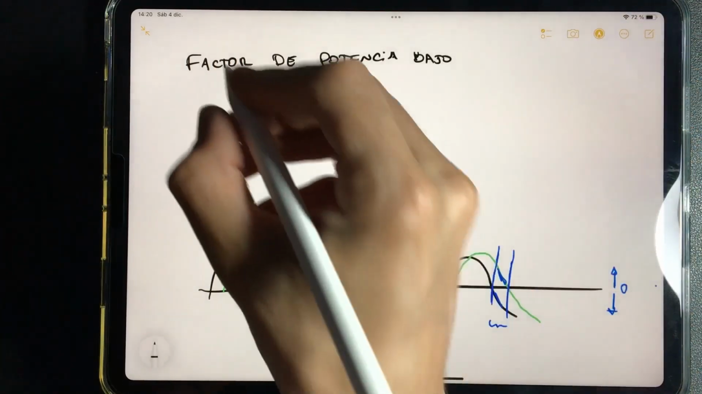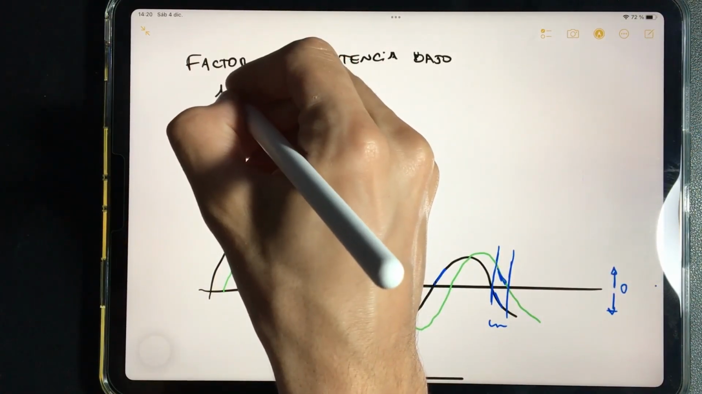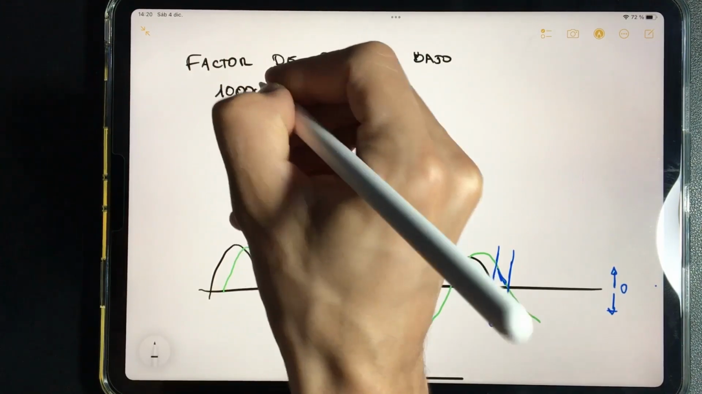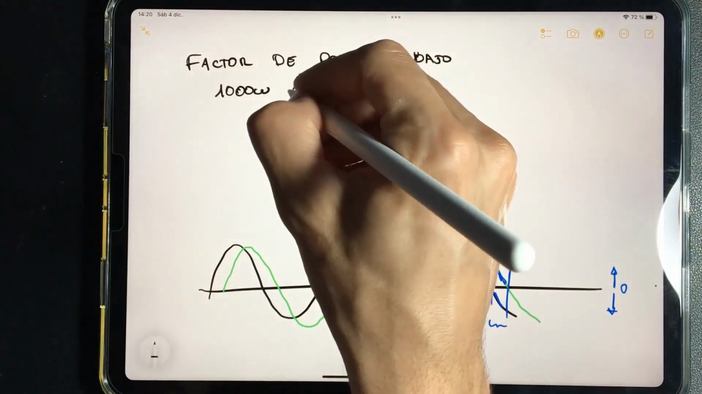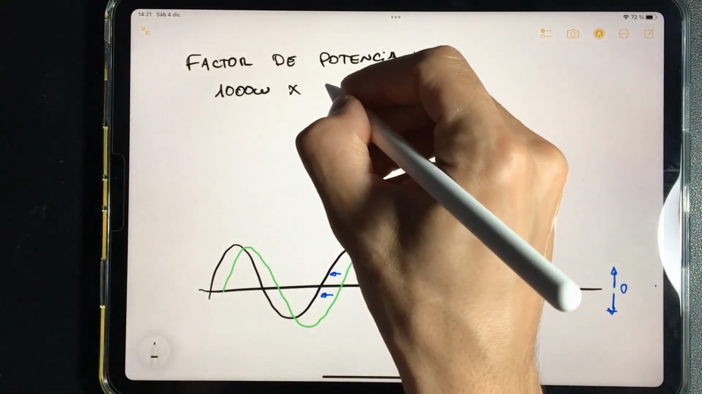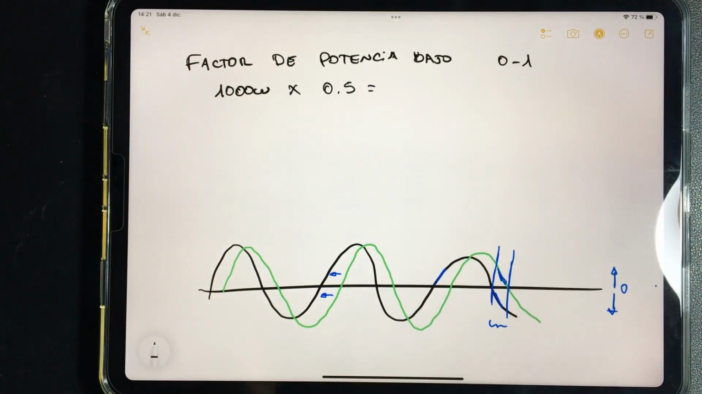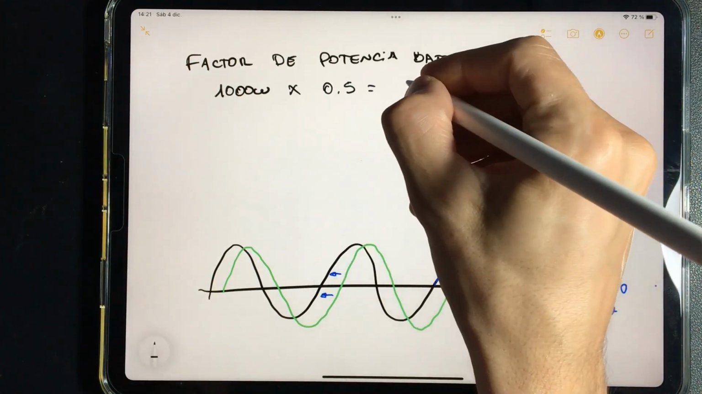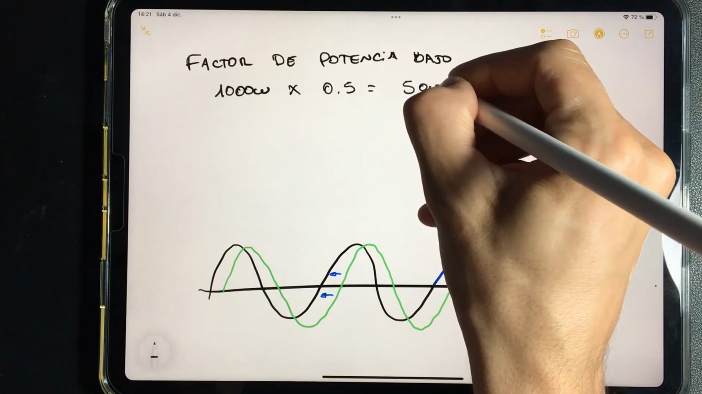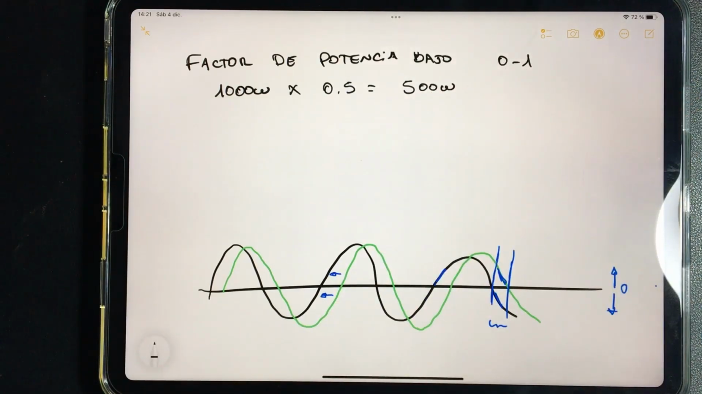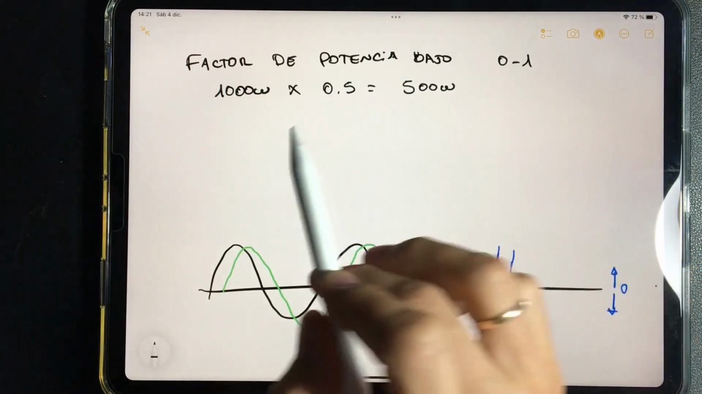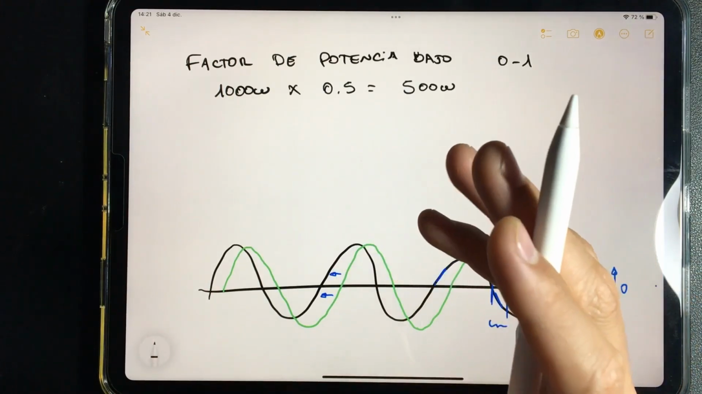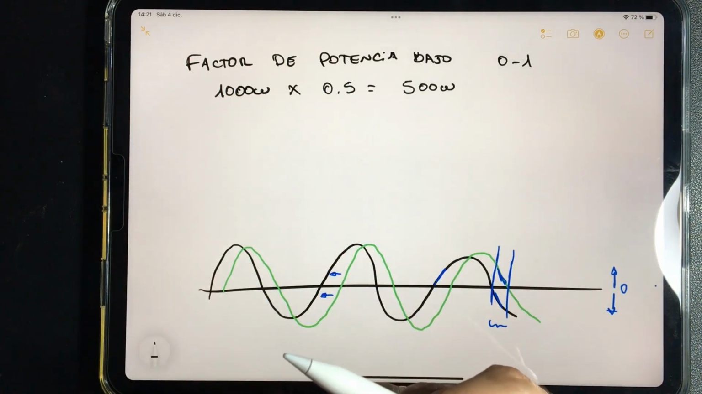What does power factor mean? For example, if they deliver 1000 watts of power, which are what I am consuming, I am taking advantage of little, I am taking advantage of 0.5. The power factor is always between 0 and 1. That means that I am only taking advantage of 500 watts of power provided by the electric company for the 1000 they are sending me. This is not paid on the electricity bill, but it hurts the company that provides electricity.